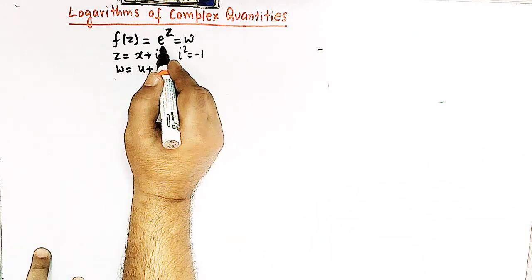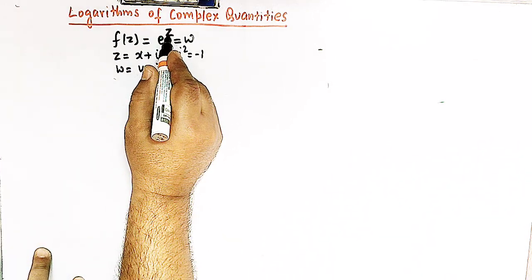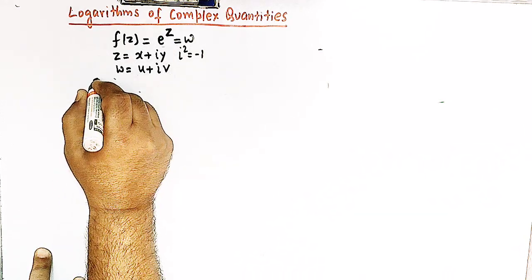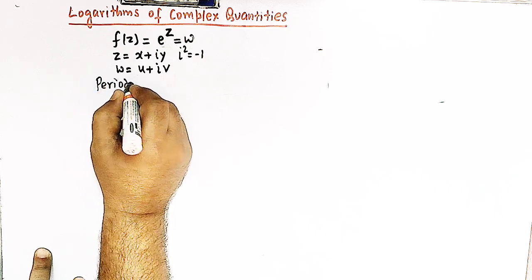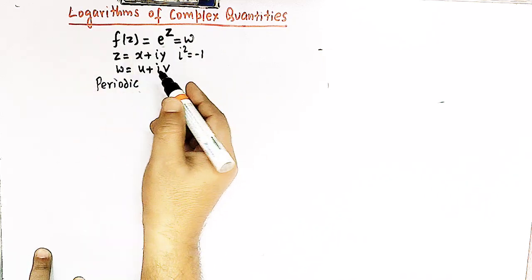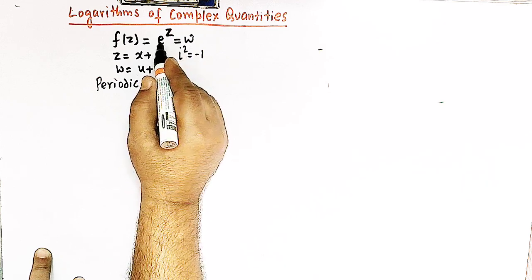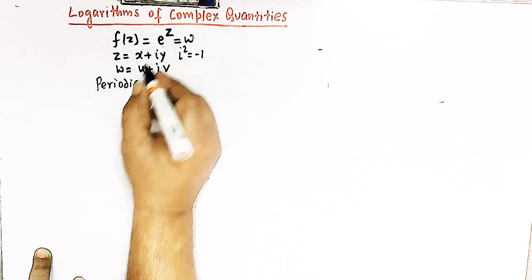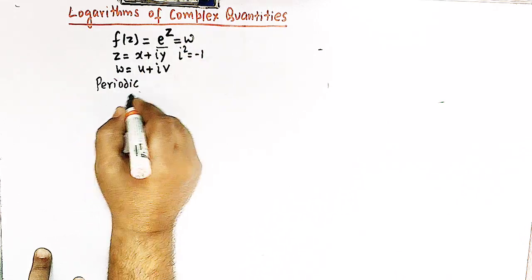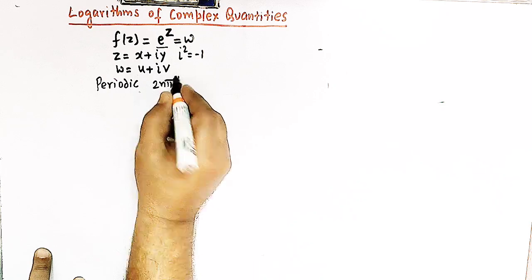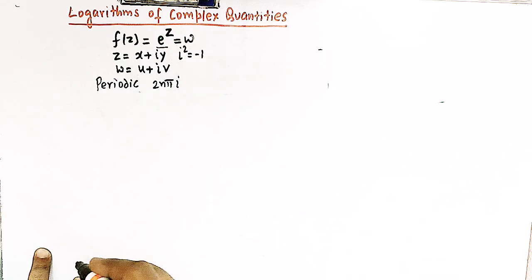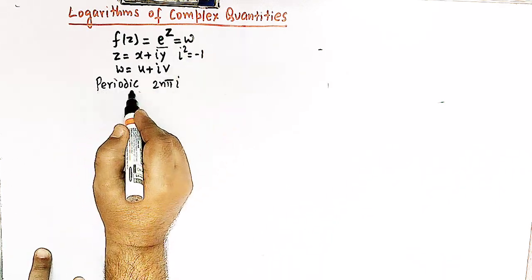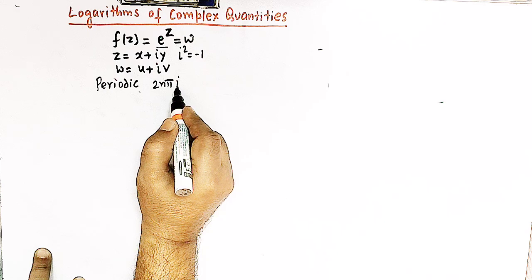Now we know that this exponential function e raised to z, where z is a complex number of the form x plus iota y, is periodic in nature. We have already proved the periodicity of e raised to z in one of our videos. The period of e raised to z is given by 2n pi I, where n is 0 or a positive or a negative integer. So e raised to z is a periodic function with period 2n pi I.